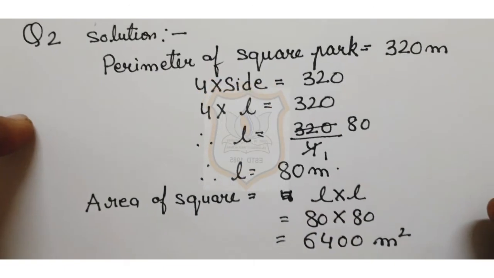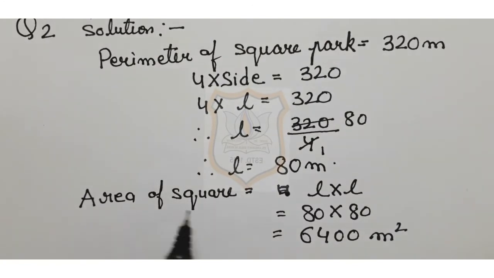Now, you have to find out the area of the square. Area of a square is equal to, the formula is length into length. And just now we have calculated the length, and that is 80 meter. In place of length, we will write 80 into 80. 8 8s are 64, and the zeros come along, so it will become 6,400 meter square. So the area of the square is equal to 6,400 meter square.